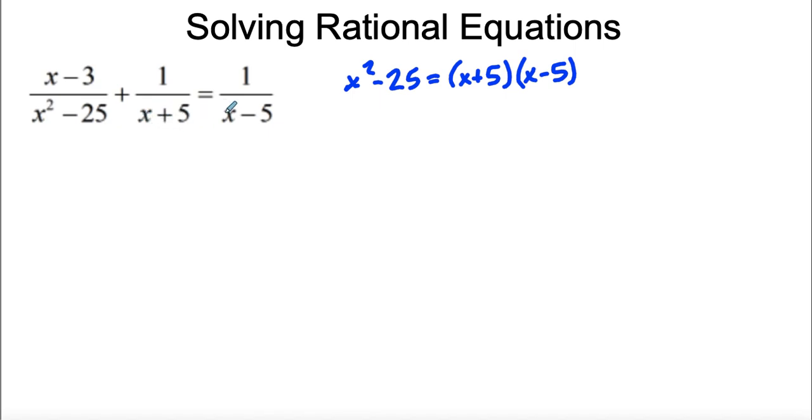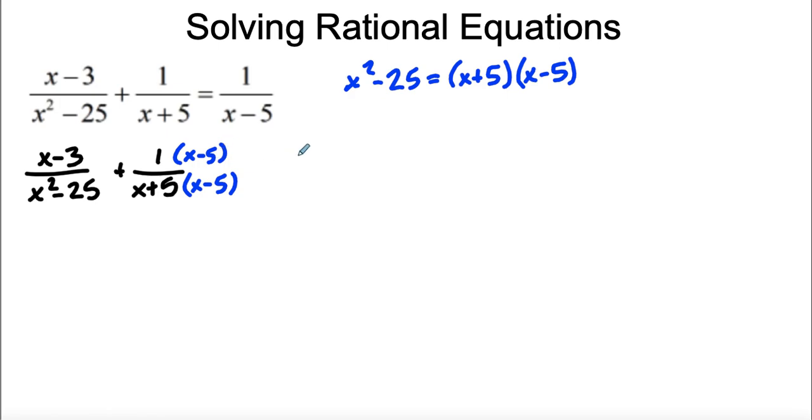And you notice this one has x plus 5, and this one has x minus 5. So we're just going to multiply by whatever it's missing. Well, the first one is not missing anything, so we don't have to multiply by anything. This one needs an x minus 5 in the denominator, so we're going to multiply by that. Now we go to our last term, 1 over x minus 5. And this one is missing x plus 5. So now I can cancel out all the denominators.